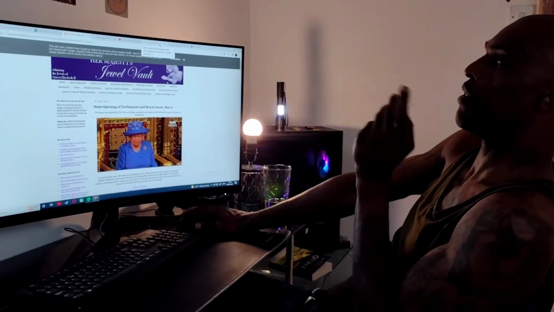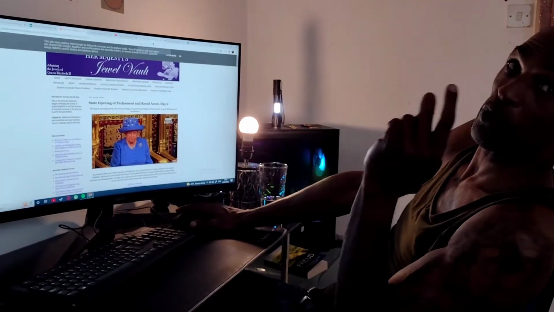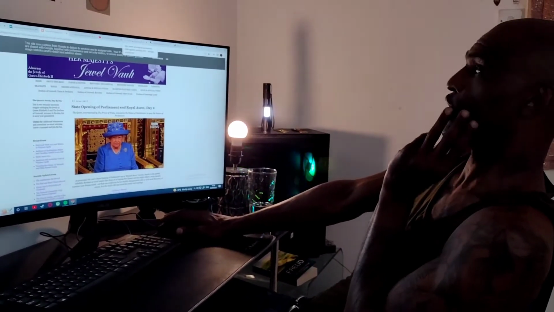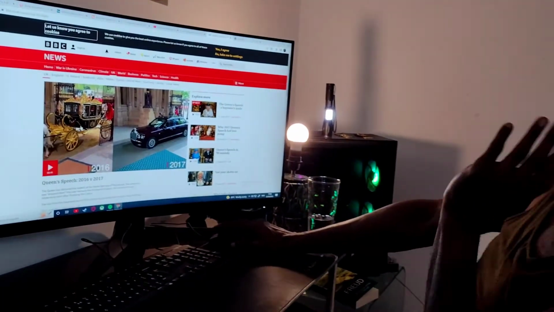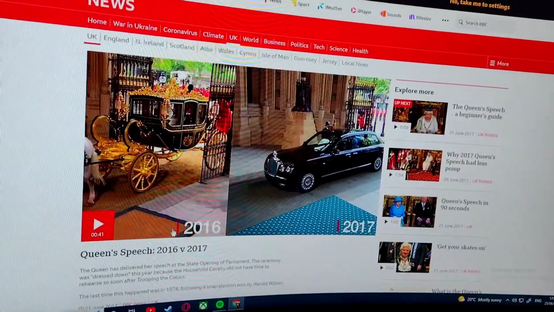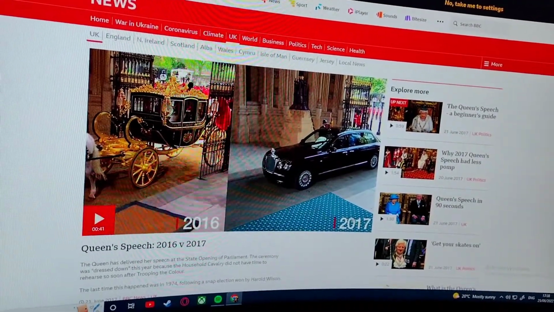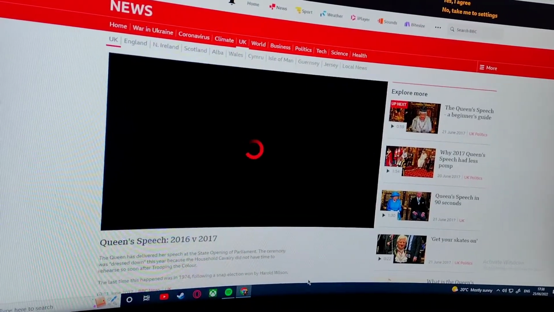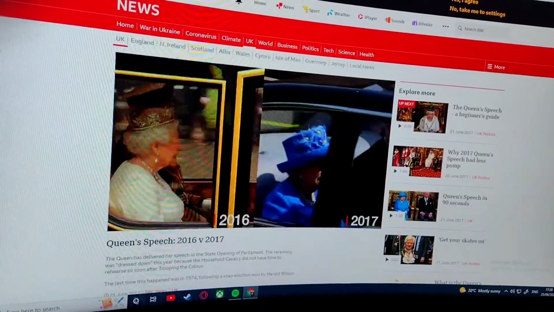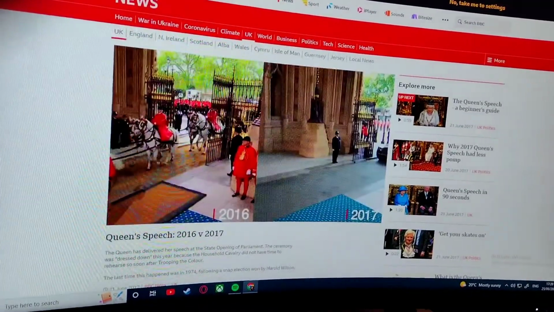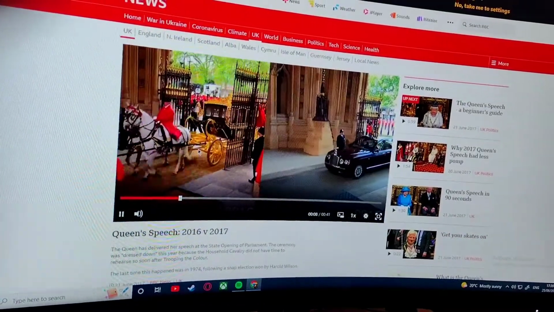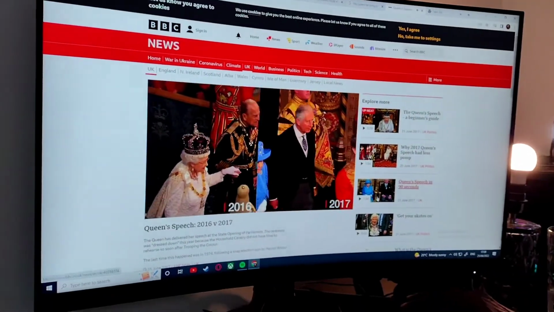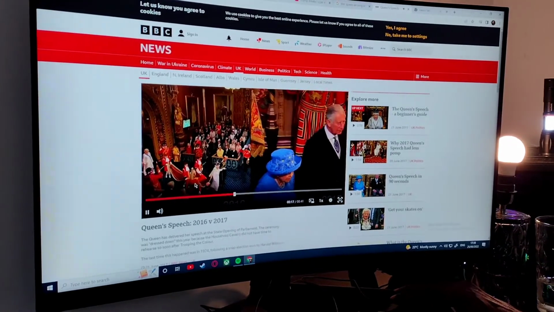Right, so we're going to go to the Queen arriving at Parliament 2016 against the Queen arriving at Parliament 2017. And they actually show you both of them. As you can see on the left, coming closer, 2016. On the right, 2017. So we'll press play and have a look for ourselves, shall we? There you go, with the crown, fully dressed, horse and carriage, golden black. Then the crown being carried on its own without the Queen wearing it.